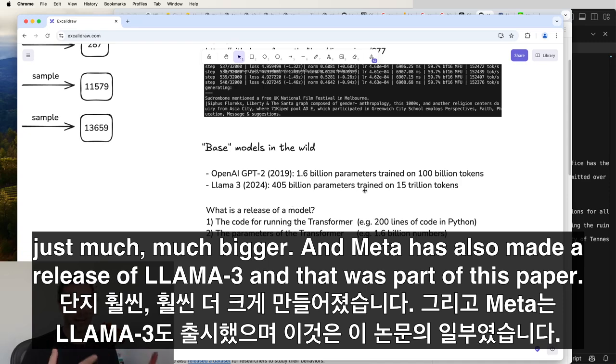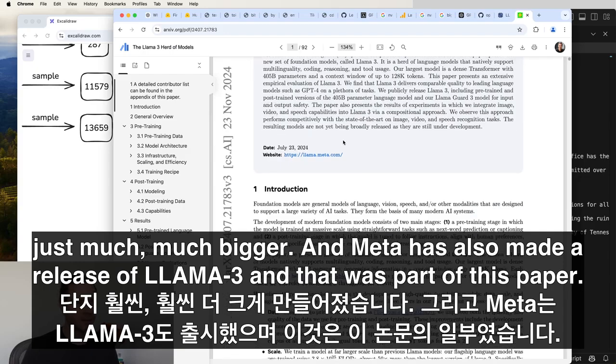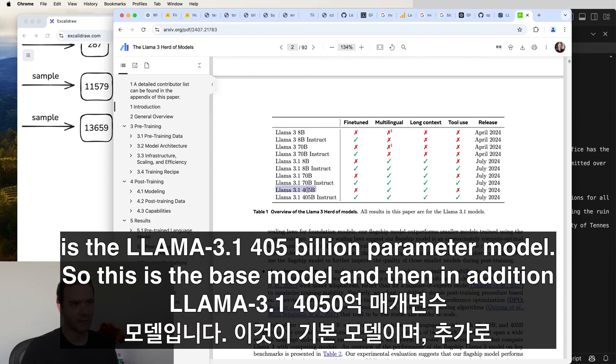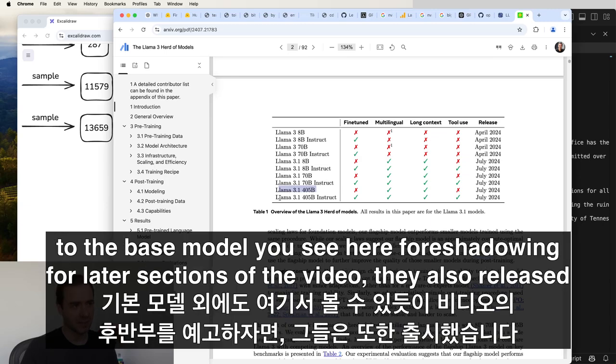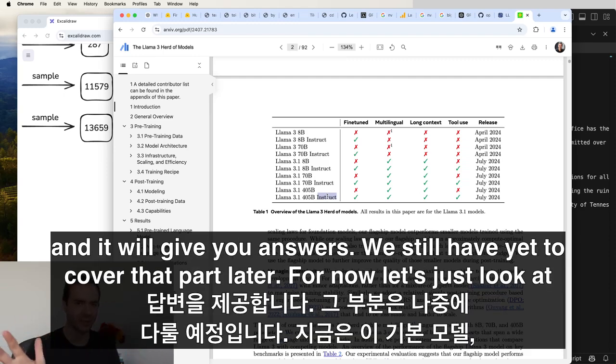Meta has also made a release of Llama 3, and that was part of this paper. With this paper that goes into a lot of detail, the biggest base model that they released is the Llama 3.1 405 billion parameter model. So this is the base model. In addition to the base model, foreshadowing for later sections of the video, they also released the instruct model. The instruct means that this is an assistant. You can ask it questions and it will give you answers. We have yet to cover that part later.